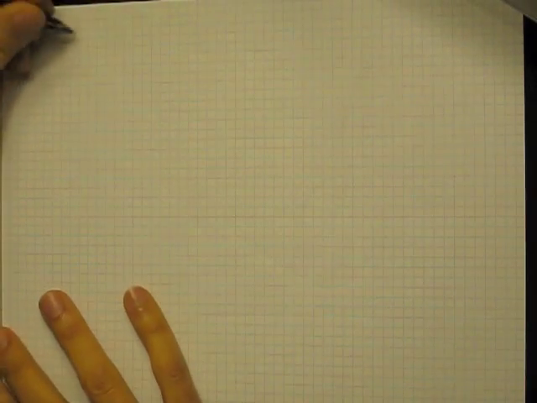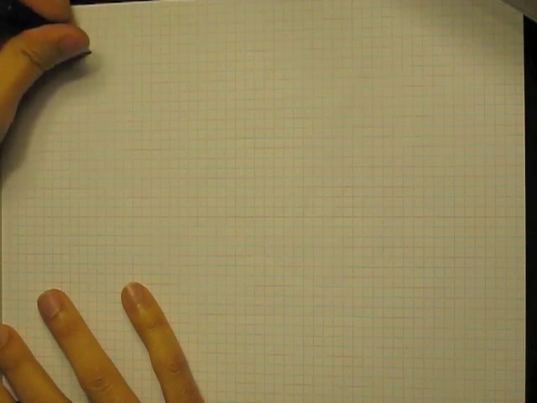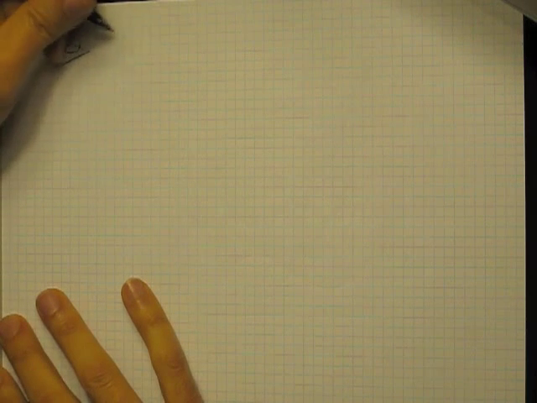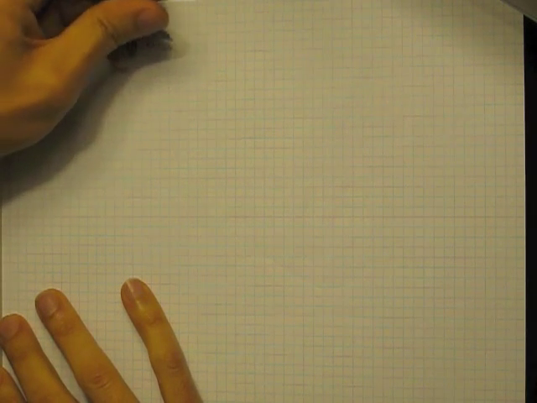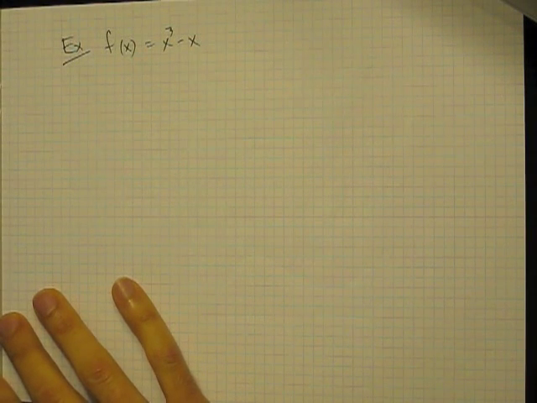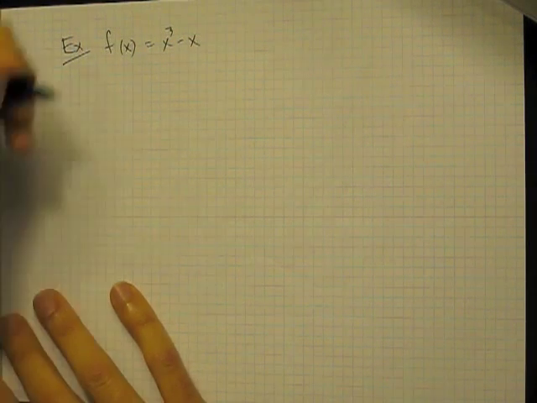So let's do an example. Do one complicated example, and then we'll move on. I guess it's not too complicated, it's just a little tiny bit of algebra. Okay, so find f prime of x.